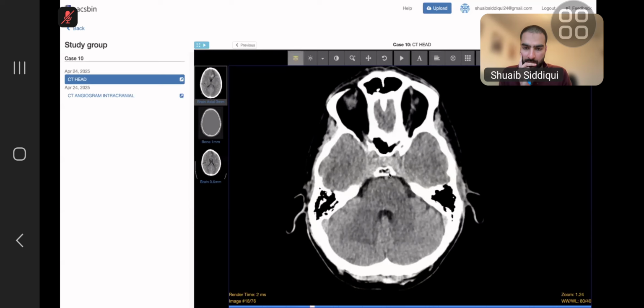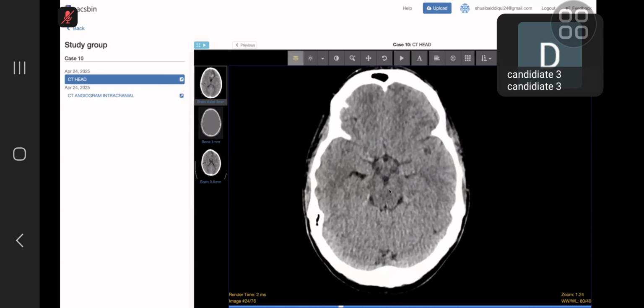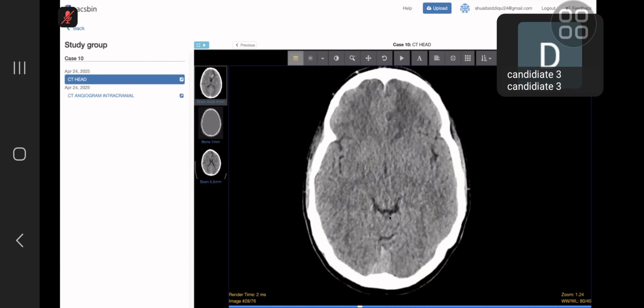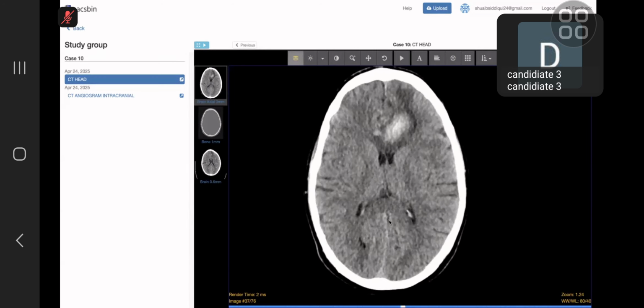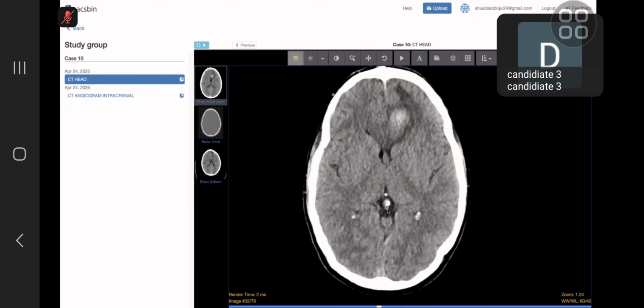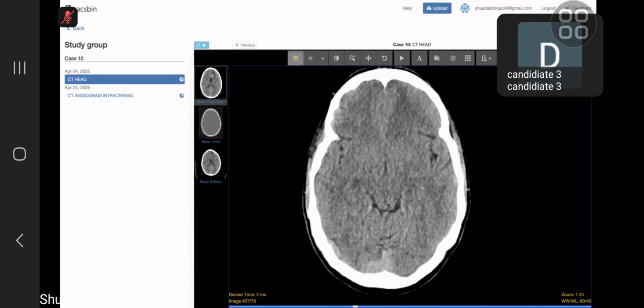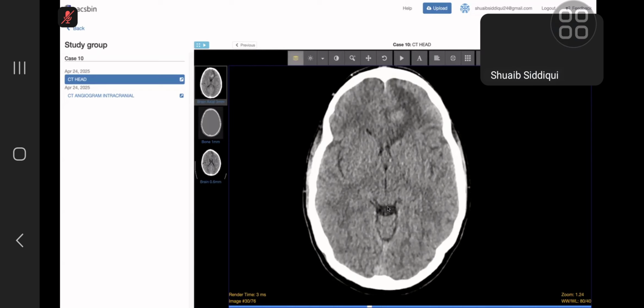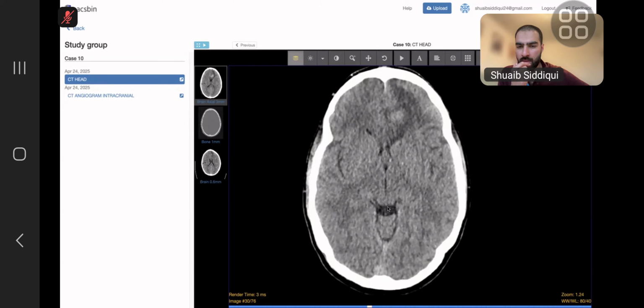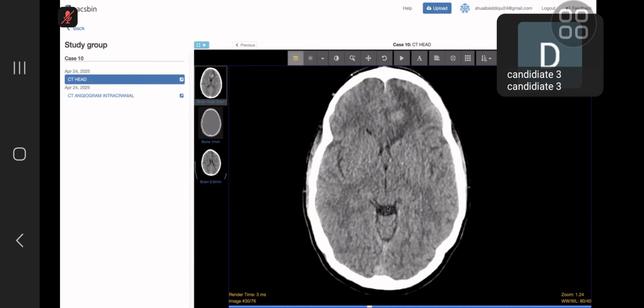Okay, so what would you like to do next? This could be hemorrhage within the brain, could be a ruptured aneurysm within this area. I want to check MRI signals for this lesion. How would the MRI help you in this case? I want to know if this is hemorrhage.